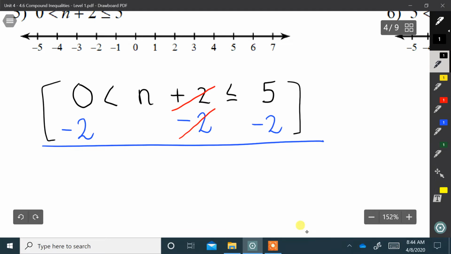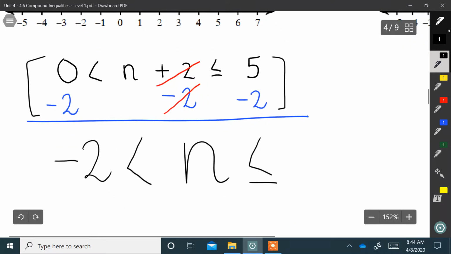Okay, so we got 0 minus 2. That's -2. Bring down that symbol. The n is by itself now. Bring down that other symbol. Got 5 minus 2. That's going to be 3. This right here is what we're going to be graphing.